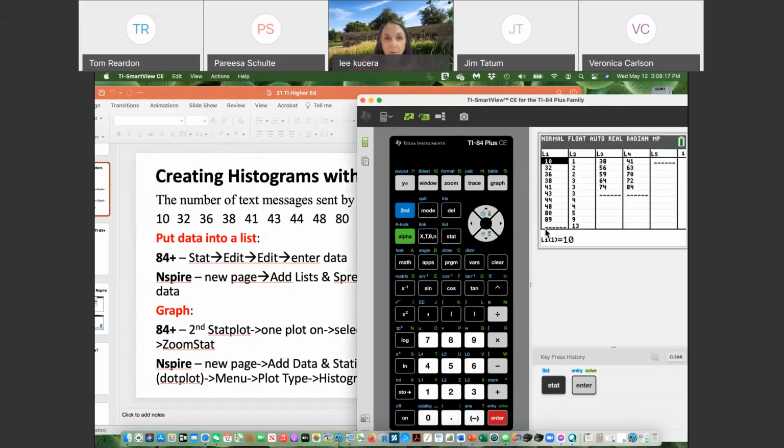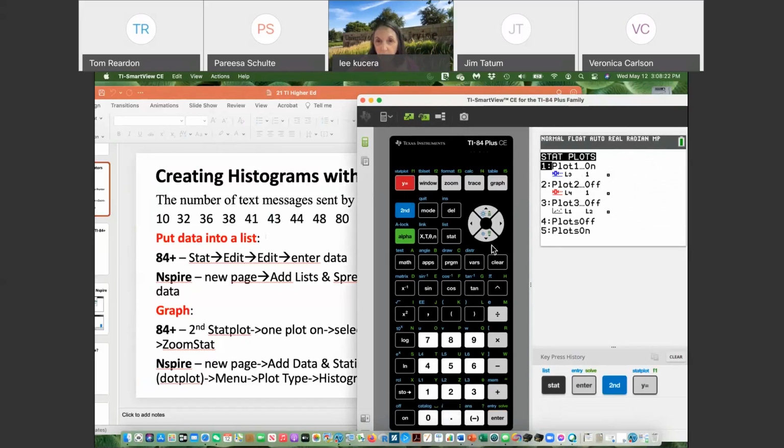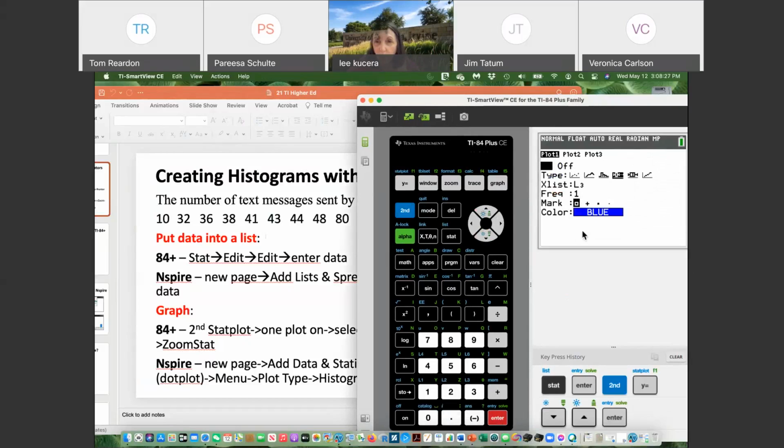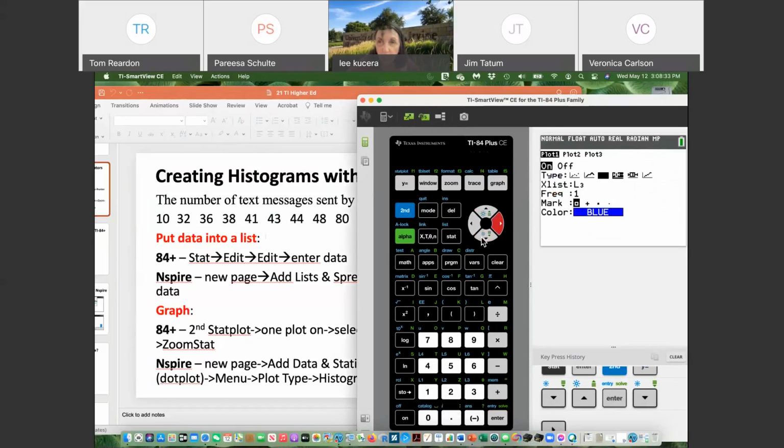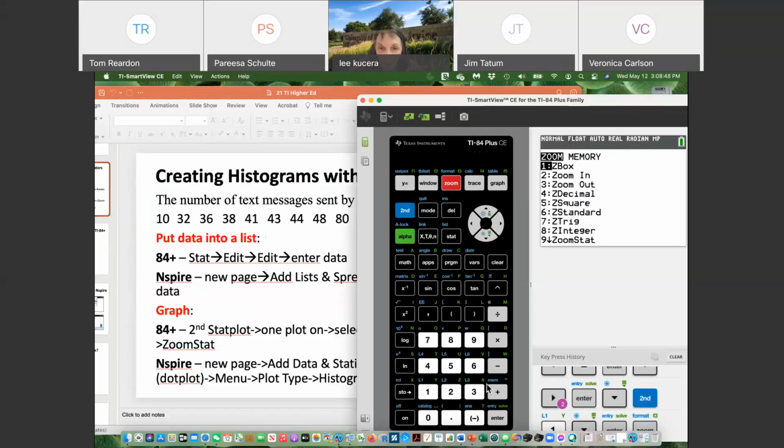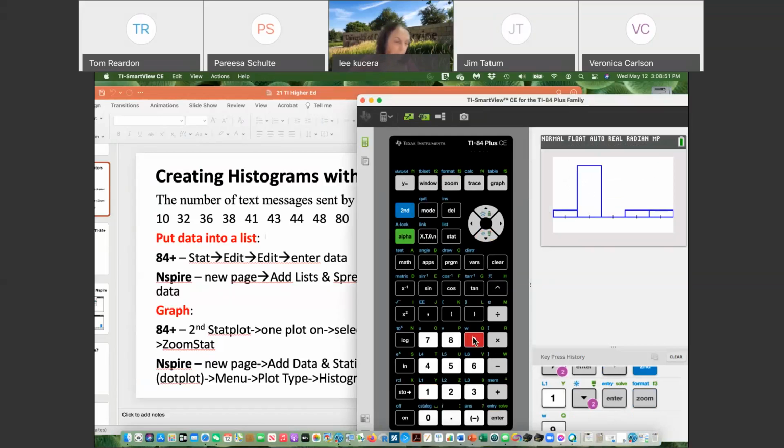If I want them to graph it, they're simply going to go to second, stat plot, make sure that plot is turned on. We're going to use plot 1. And then what kind of graph do I want them to do? Well, let's do a histogram first. And let's use list 1. And then they're going to go down and graph it. I have to go to zoom 9 on this calculator to graph it. And there we go. Very stripped down, but your basic graph.